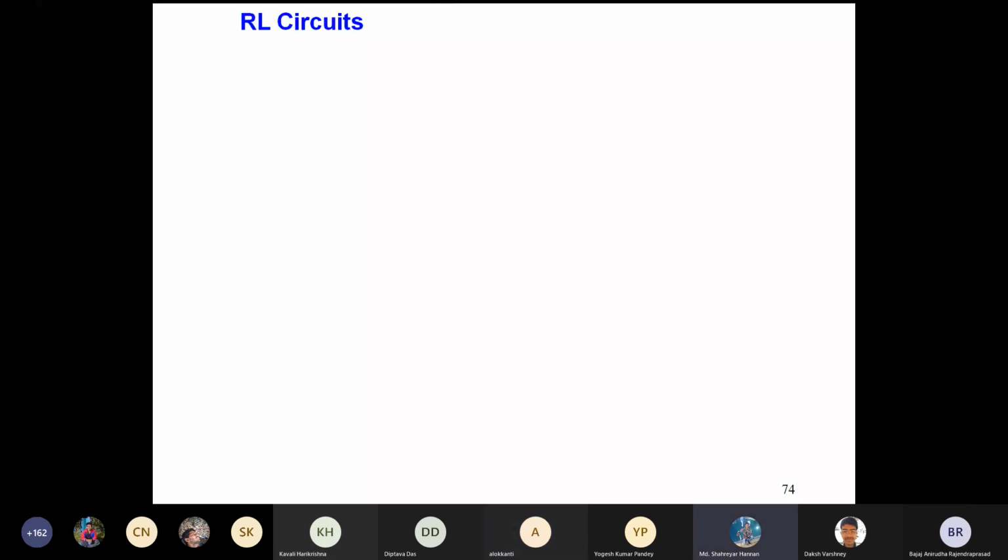Okay, so what we will do now is basically the RL circuits. That means the circuits where so far we have been solving circuits for purely resistive, where the circuits were having pure resistances. But now we will have also another circuit element, which is the L.